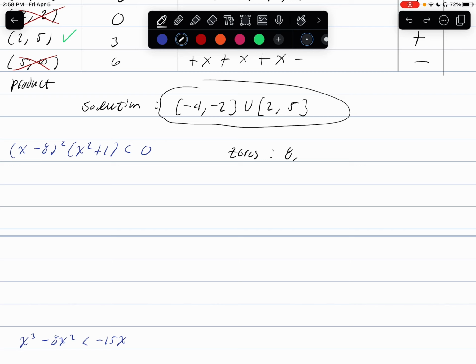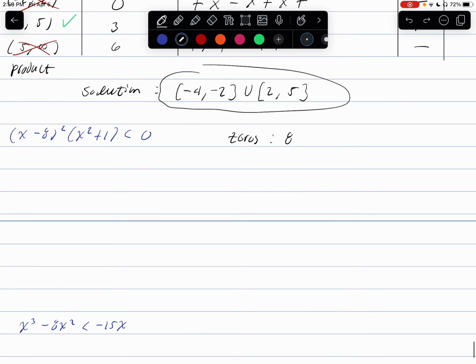Because if we plug in any number, if we plug in 0, then we're going to have 0 plus 1. If we plug in negative 1 for x squared, we'll have positive 1 plus 1, that's positive. And obviously any positive will make it positive as well. So really our only 0 is going to be 8, okay? So we plug in 8, we'll get the whole thing to be equal to 0. So let's see what happens here.